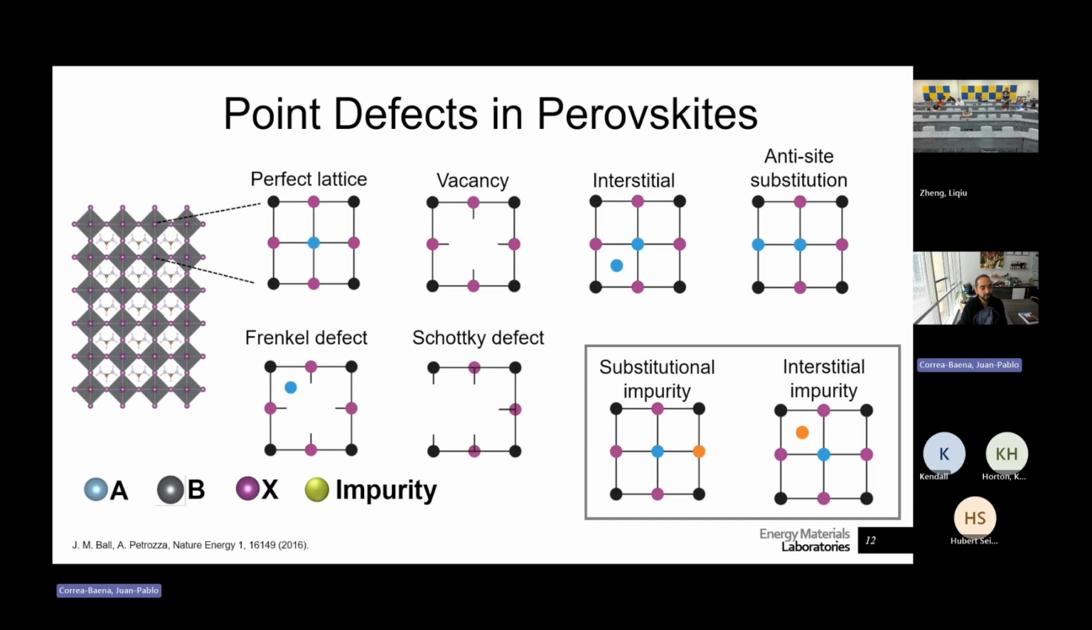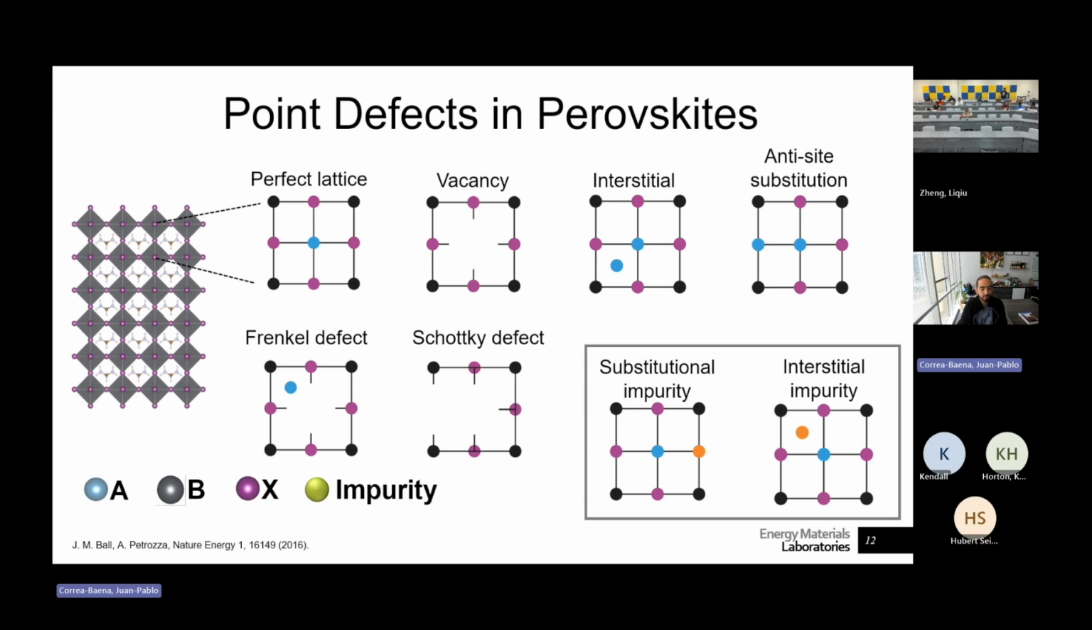When we have point defects, we actually have the absence of an atom, for example, in a vacancy, or we have an extra atom, like in an interstitial, or we have an anti-site substitution, where an atom is substituting an atom where it shouldn't be, or we have a Frenkel defect, like this one here. Basically, the atom has moved location from the center all the way to the side. Schottky defects would basically have two vacancies next to each other. And then we have other things like impurities.